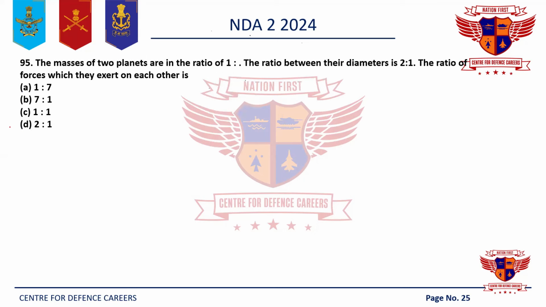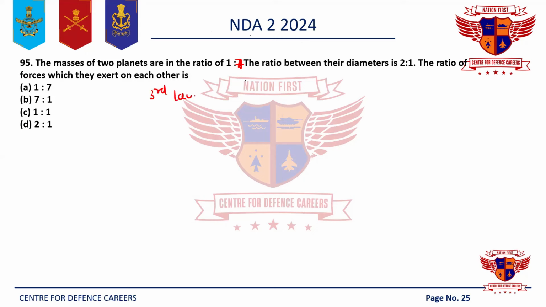Moving on to the next question. The masses of two planets are in the ratio of 1:1. The ratio of their diameters is 2:1. The ratio of the force which, okay, now if you closely look at this question, it is extremely simple and you can do it in like 10 seconds by simply applying Newton's third law of motion.